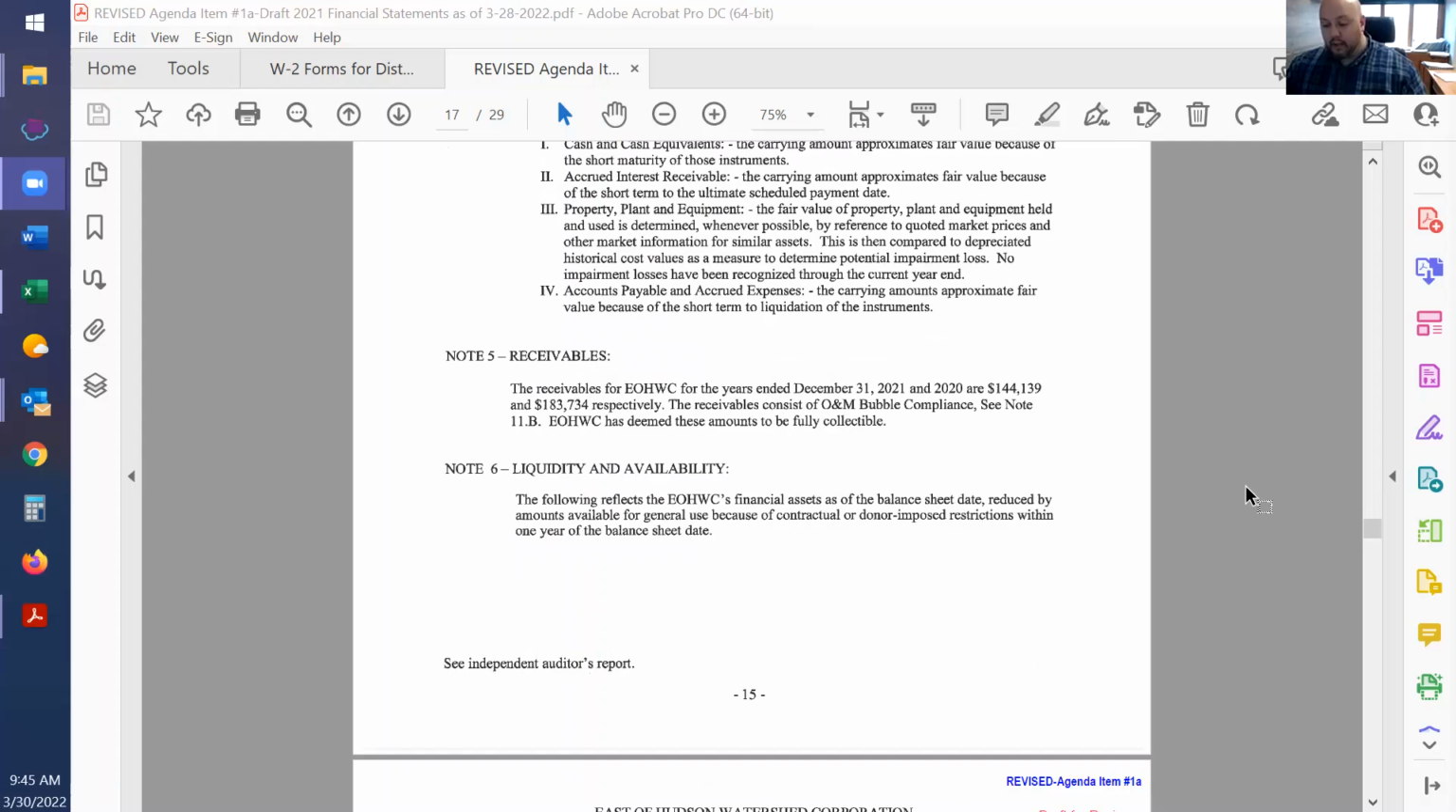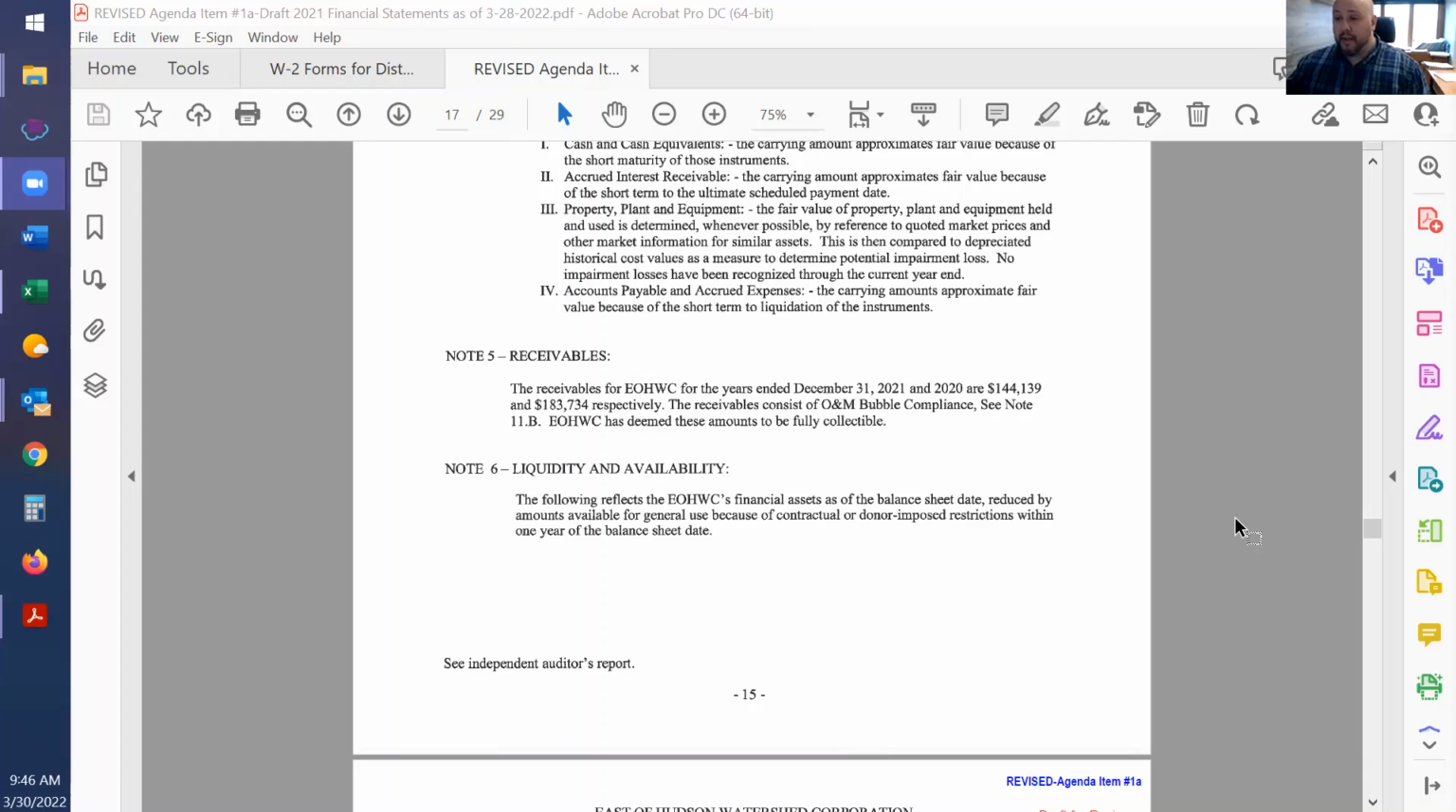Note 6, liquidity and availability. This was a new note that was added, I think, 2 or 3 years ago. Basically, what this is, a summary of the current assets that we're showing on the books, and then taking into account those assets that have already been either restricted or used for other purposes.